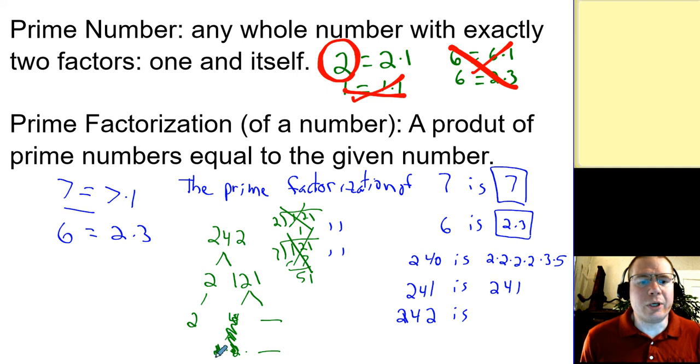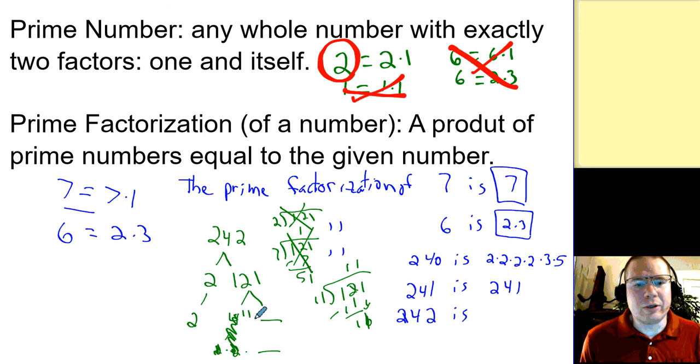8, no, 8 would have required 2. 9, no, 9 would have required 2. 10, no, not a prime, right? Would have required 2. 11, hopefully some of you already knew where this was going. 11 goes into 12 one time. Bring down the other one. 11 goes into 11 one time. 121 is actually 11 times 11. So the prime factorization of 242 is 2 times 11 times 11.